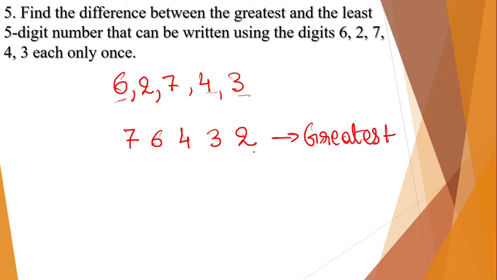Now again we should go in this direction. We got the greatest. Now we should go in this direction. Means from smallest number to the biggest number. Means it is an ascending order. So we should arrange in opposite direction. Now first we have 2. And then 3. And then 4.